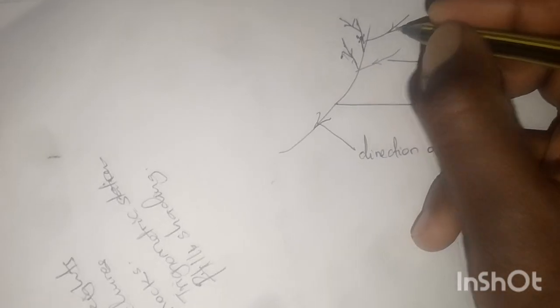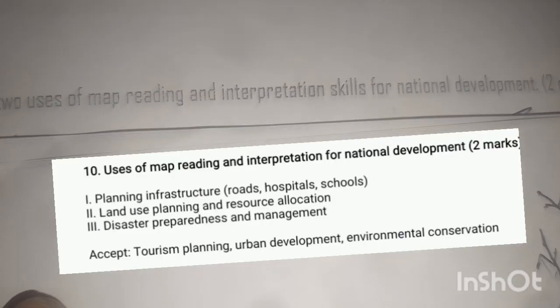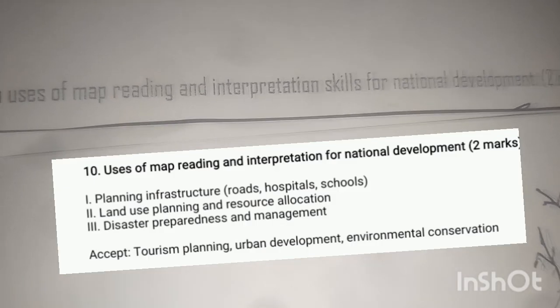There you go. Two uses of map reading and interpretation for national development. Of course, it helps in allocation of resources. It also helps when it comes to our voting. So elections, we need maps. At the same time, we need maps when we are purchasing land and knowing our boundaries as a nation. More points are availed in the next.